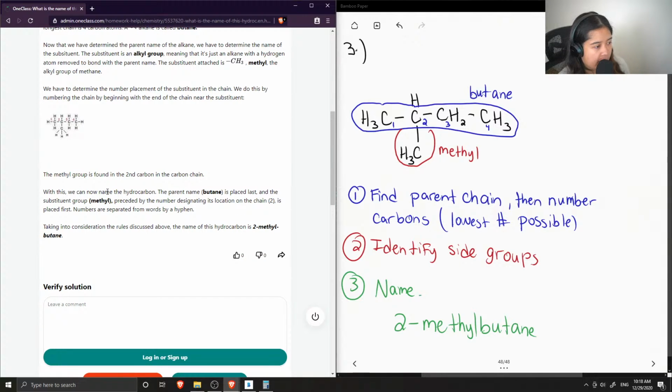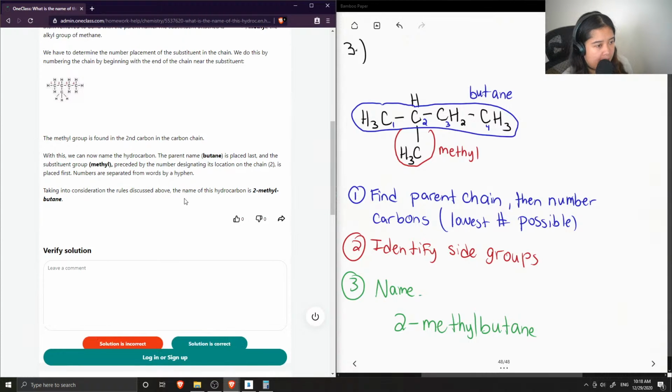With this, we can now identify the hydrocarbon. The parent name butane is placed last, and the substituent group methyl preceded by the number designating its location on the chain, 2, is placed first. Numbers are separated from words by a hyphen. Taking into consideration the rules discussed above, the name of this hydrocarbon is 2-methylbutane. Yep, so this solution is correct.